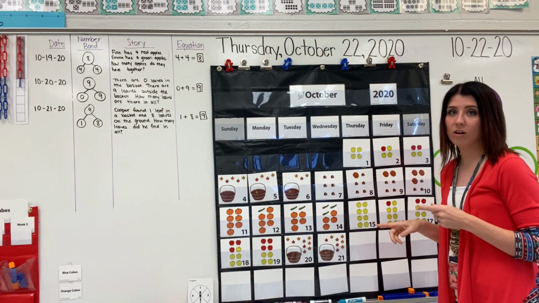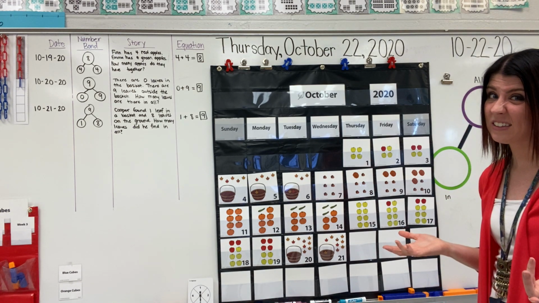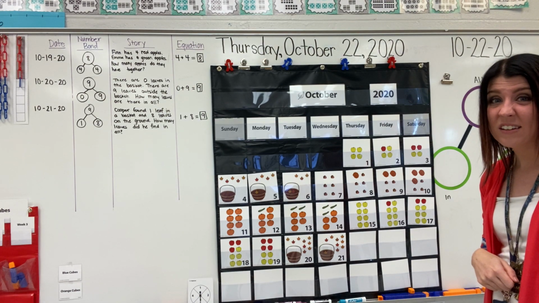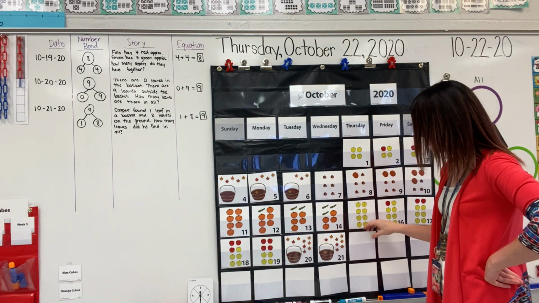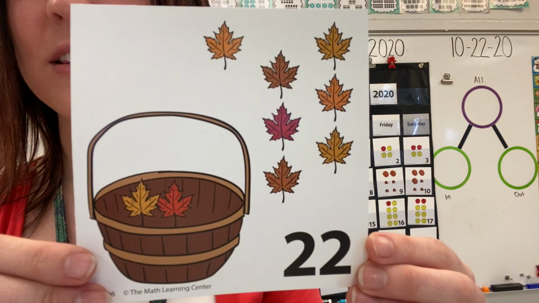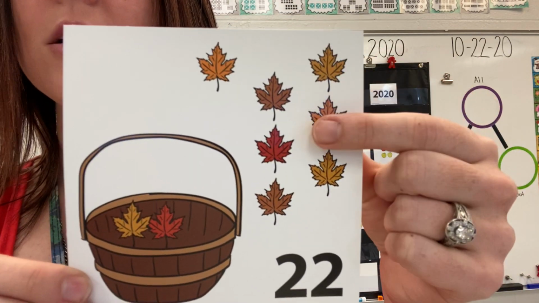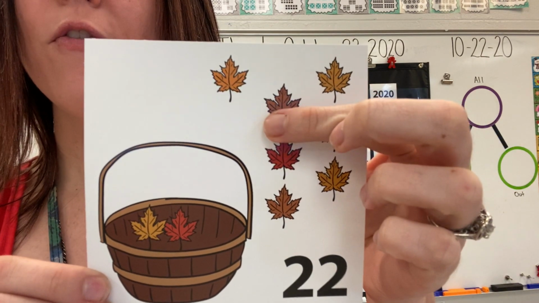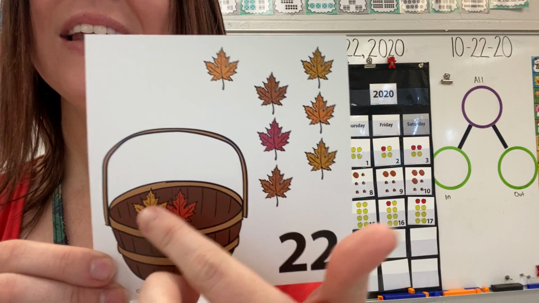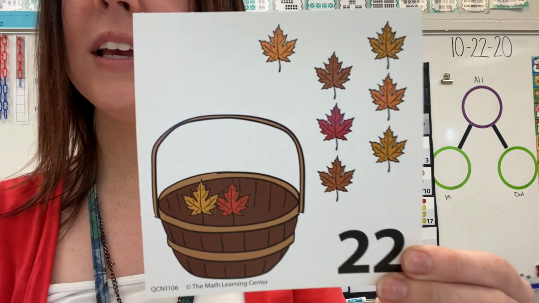Are you ready to see today's card? Do you think it's going to be apples? Pumpkins? Acorns? Leaves? Something else? Let's see what it is. Ta-da! We have more leaves. Can you count the leaves with me? 1, 2, 3, 4, 5, 6, 7, 8, 9. We have 9 leaves. 9 is all of the leaves on the card.